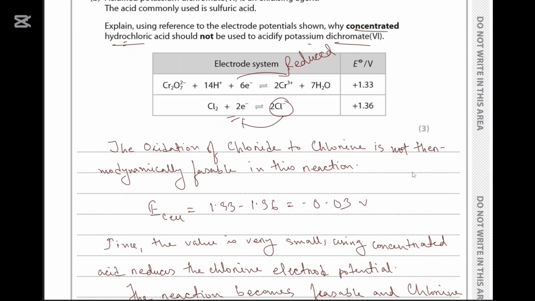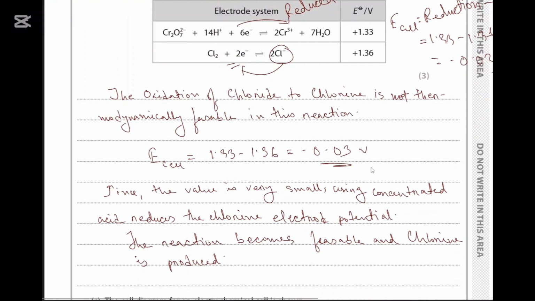So if I calculate the E cell value, what's the equation? The equation for E cell is reduction minus oxidation. Reduction minus oxidation, and this equals 1.33 minus 1.36, which is negative 0.03. So the E cell value is negative 0.03. So the reaction is not feasible.